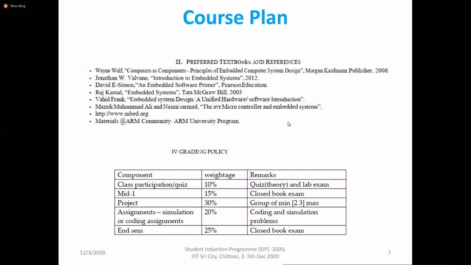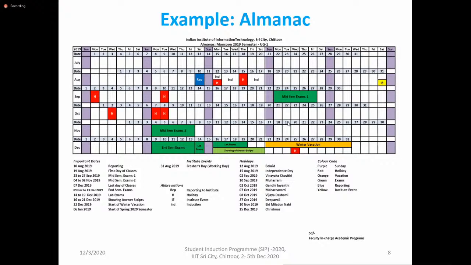So these are some important points of the course plan. I have shown you an example course plan. After that I also mentioned the almanac. This is an example almanac of 2019. I told you the almanac is like a semester calendar for you for that semester. This is 2019, before the pandemic started.